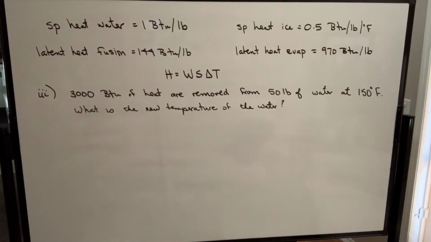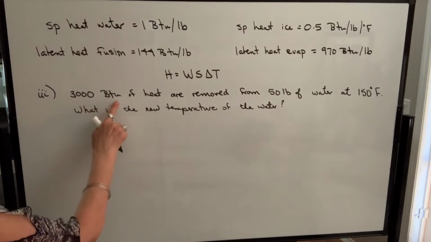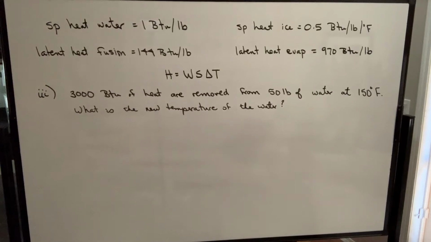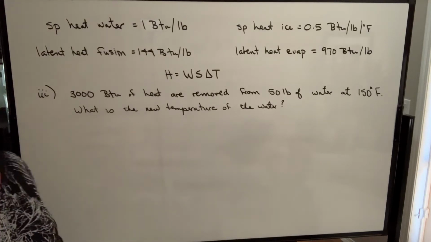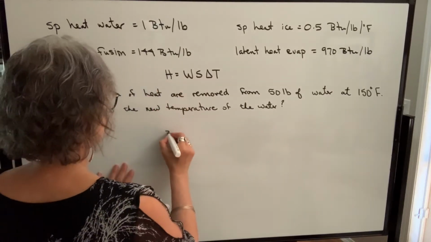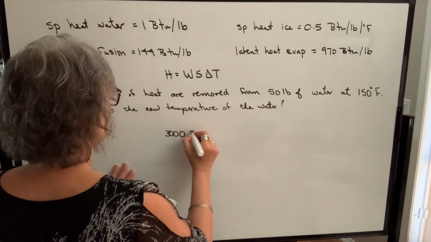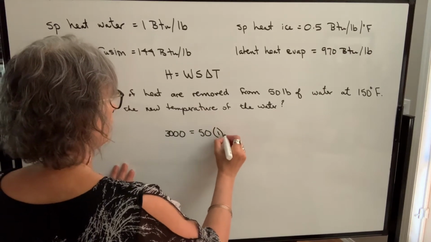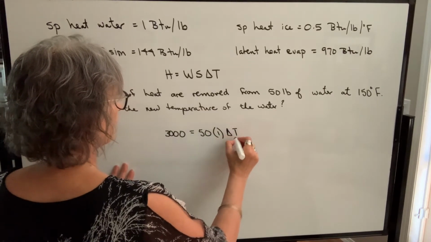In our next example, we know that 3,000 BTUs of heat are removed from 50 pounds of water at 150 degrees Fahrenheit. The question says, what is the new temperature of the water? So in this case, we know H, which is 3,000. We know the weight is 50. It's water, we know the specific heat is 1. What we don't know is temperature difference.